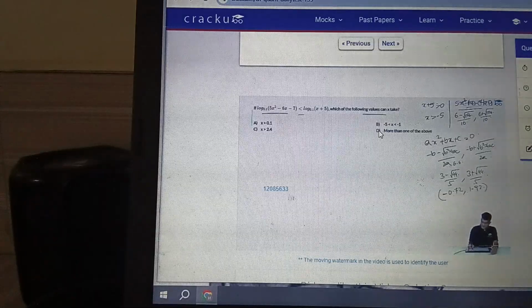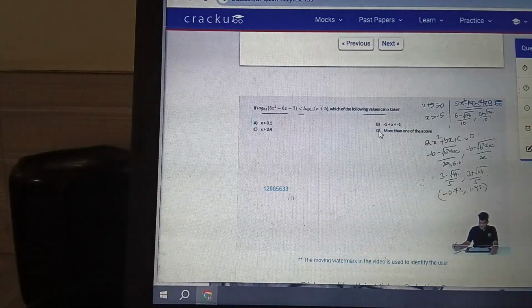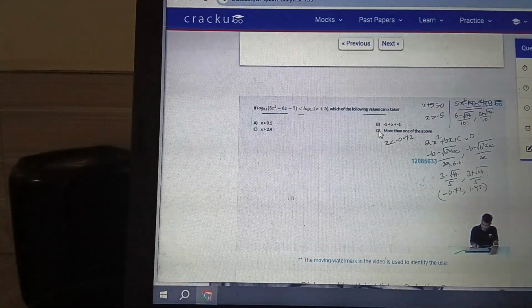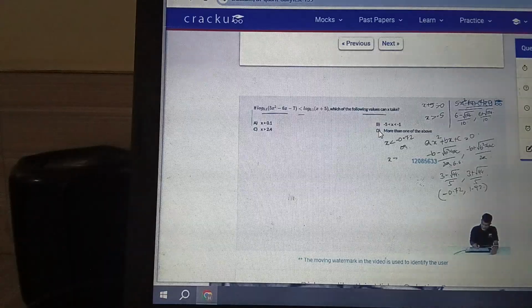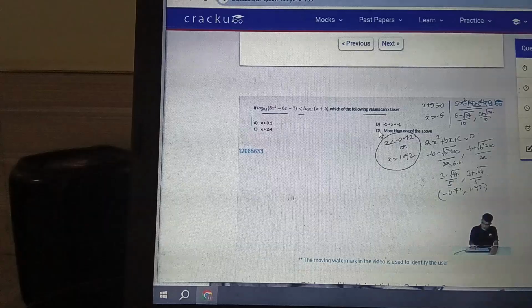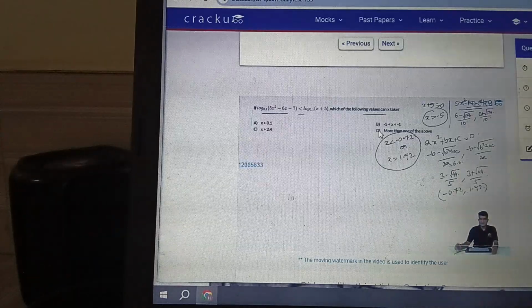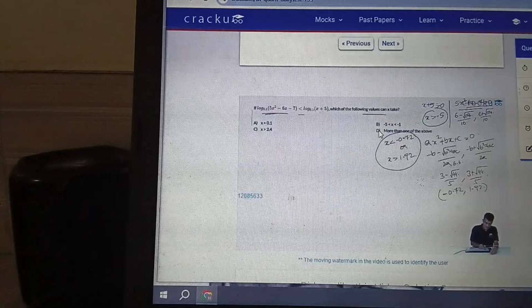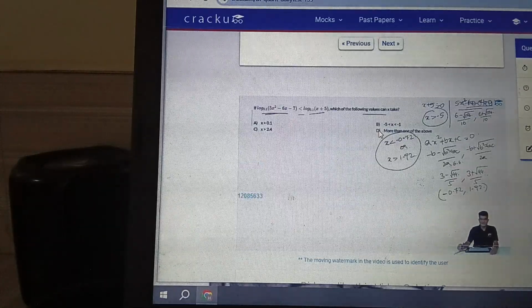Now you want this quadratic expression to be greater than 0. So you want x to be either less than minus 0.72 or you want x to be greater than 1.92. And you want x to be greater than minus 5. This is the condition needed just for the logarithm on the left hand side and the logarithm on the right hand side to be defined.